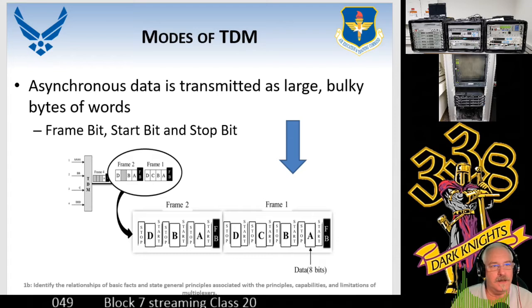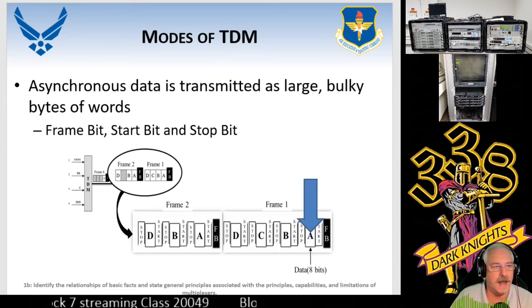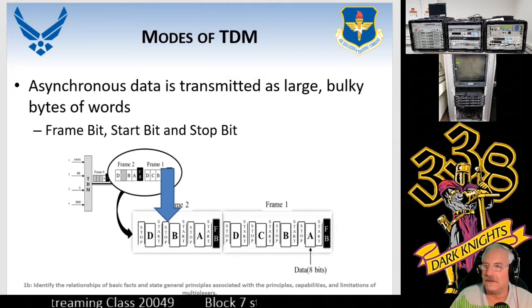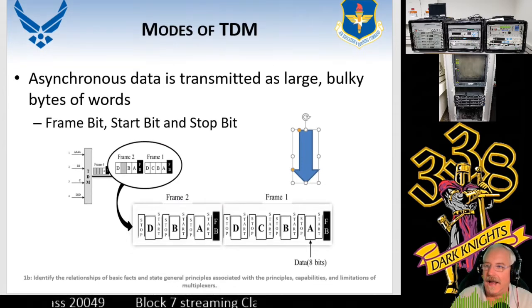Asynchronous transmitted at a large rate here. You can see the frame bit, start bit, and stop bit in between your 8 bits of data. And then of course when you get into here, the nice thing is Charlie's missing. So again, it just shows you the non-information bits compared to the data.